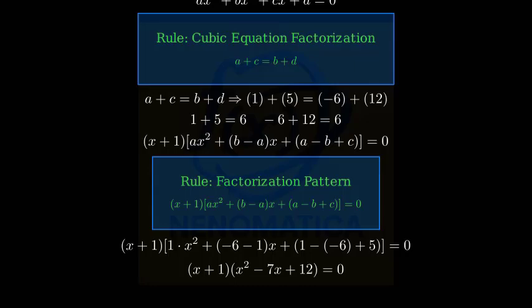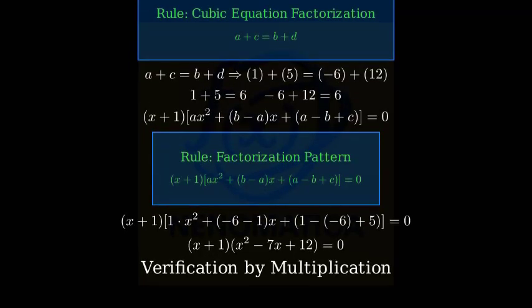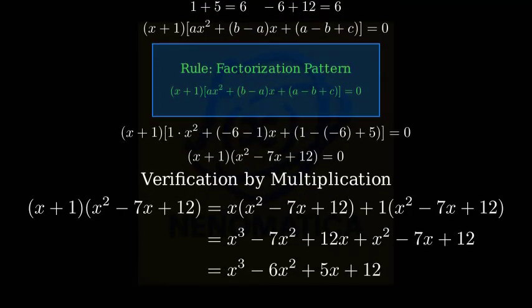Let's verify our factorization by multiplying it out. When we multiply x plus 1 and x squared minus 7x plus 12, we should get our original equation x cubed minus 6x squared plus 5x plus 12 equals 0. First, we multiply x by each term in the second factor. x times x squared gives x cubed, x times -7x gives -7x squared, x times 12 gives 12x. Then we multiply 1 by each term in the second factor. 1 times x squared gives x squared, 1 times -7x gives -7x, 1 times 12 gives 12.